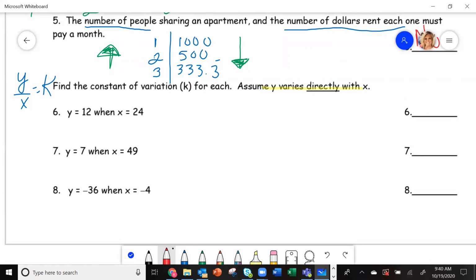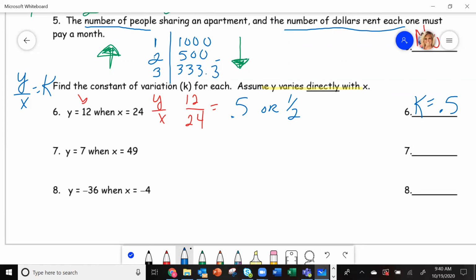All right, so the first one, y divided by x. Y is 12 divided by 24. I want you to be careful, because if you put the number 2, that is not correct. Put in your calculator 12 divided by 24. That's going to give you 0.5, which is the same as 1/2. So K equals, and you could put 0.5, or you could do 1/2.